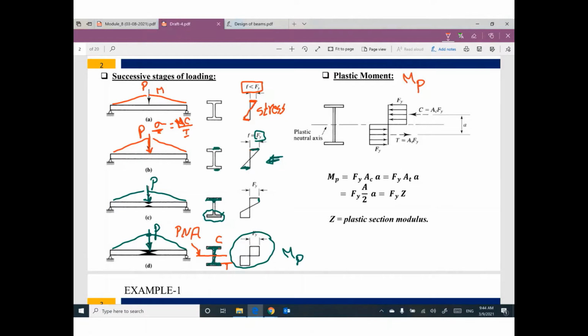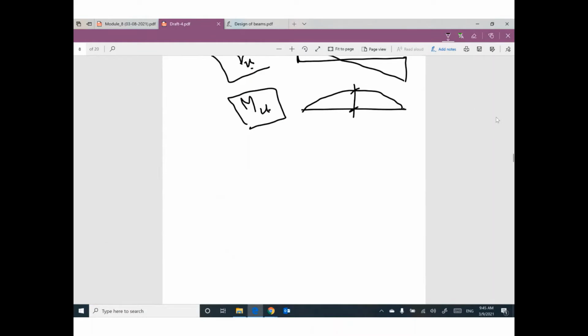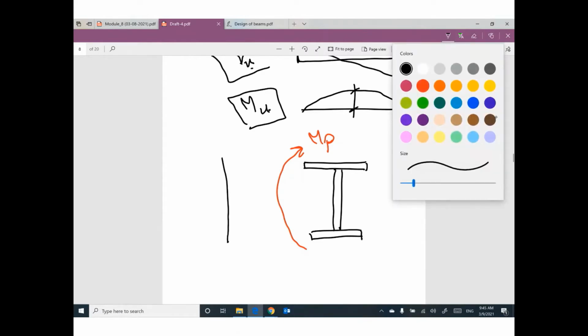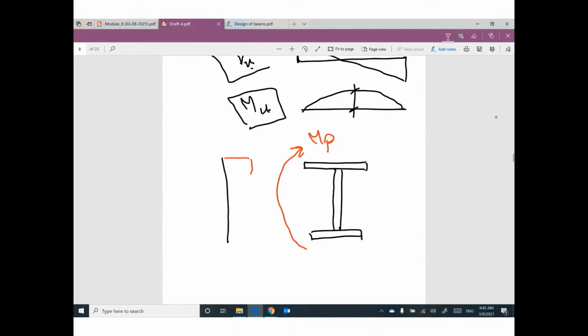So just to give you a hint, this part is very important. Believe me, if you have a steel cross section and you are looking for plastic moment, M plastic, here is the cross section. That means one part of the cross section is under compression, and the stress on this part is yielding. And the other part of the cross section is under tension, and this part is yielded.